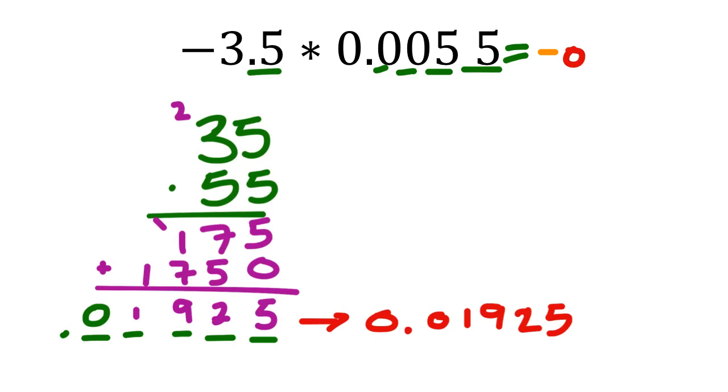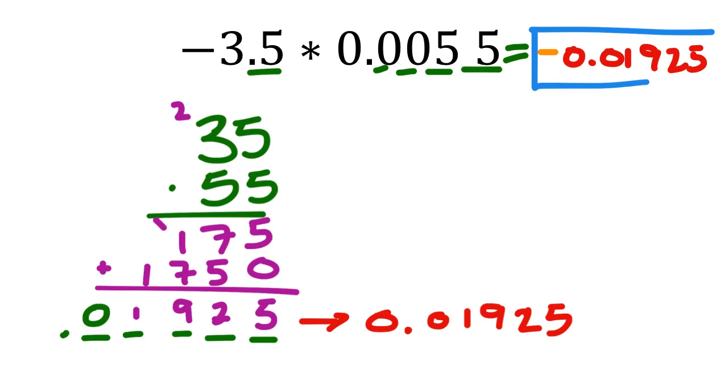Negative 0.01925. But again, we'll just put this in the calculator just to double check. So I put it in there. It shows me the answer that we have, negative 1,925 hundred thousandths. So we're good to go on this one.